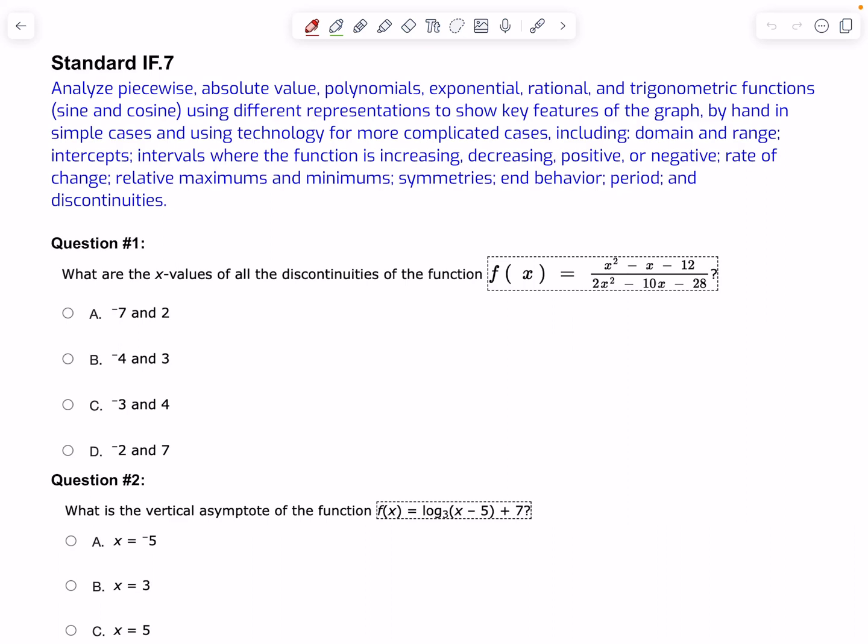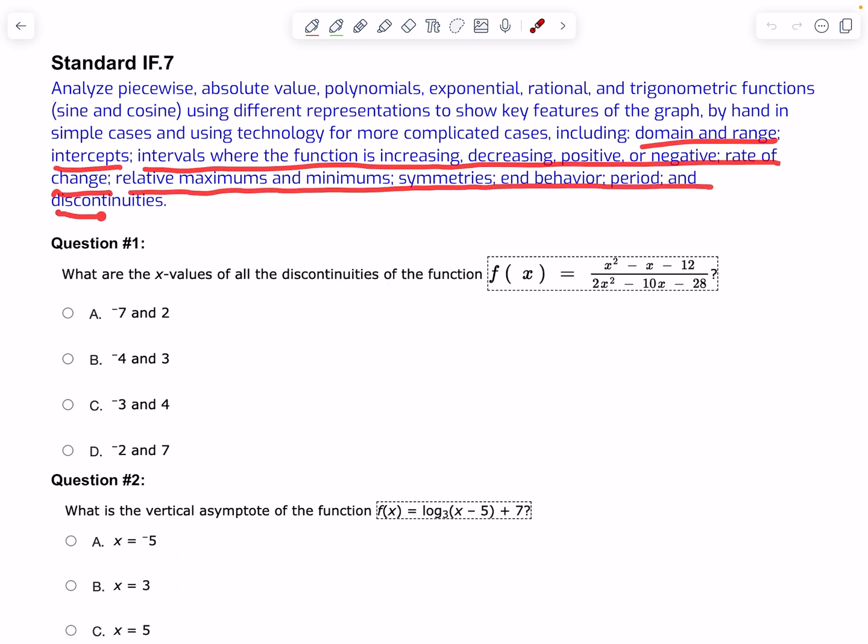In this video, let's take a look at standard IF.7. For standard IF.7, we need to analyze piecewise, absolute value, polynomials, exponential, rational, and trig functions, including sine and cosine, using different representations to show key features of the graph by hand in simple cases and using technology for more complicated cases, including domain and range, intercepts, intervals where the function is increasing, decreasing, positive or negative, rate of change, relative maximums and minimums, symmetries in behavior, period, and discontinuities.